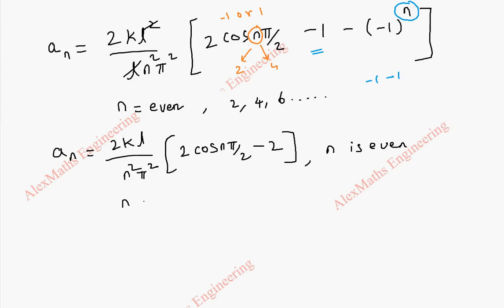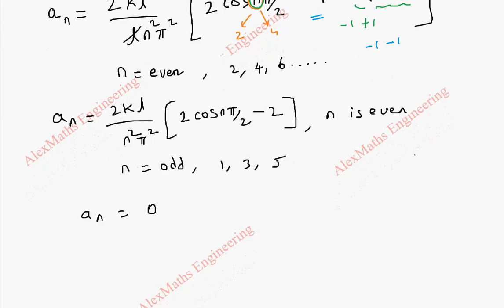Similarly, if n is odd, like 1, 3, 5, what happens to an is, when I substitute odd values here, we get cos 1 pi by 2, cos 3 pi by 2, cos 5 pi by 2, everything becomes 0. And here when I substitute odd number, this will become minus 1, outside there is a minus, so plus, so totally all the terms become 0. So when n is odd, an is 0, so it exists only for the even numbers.